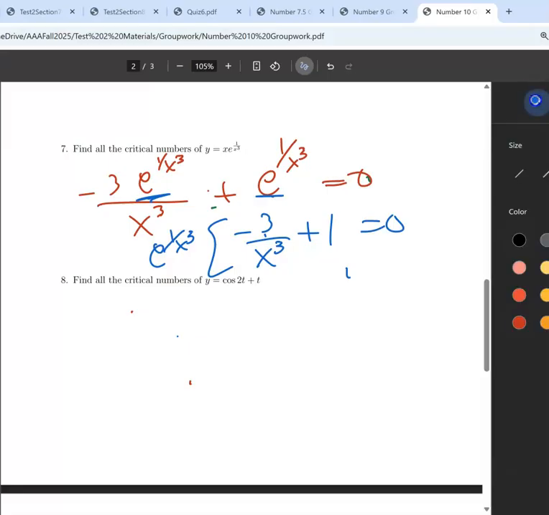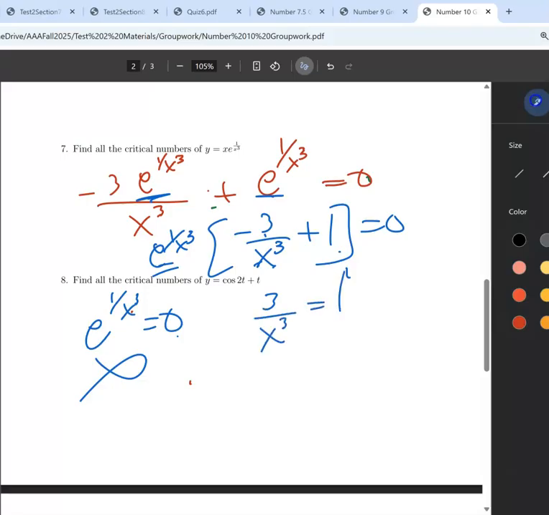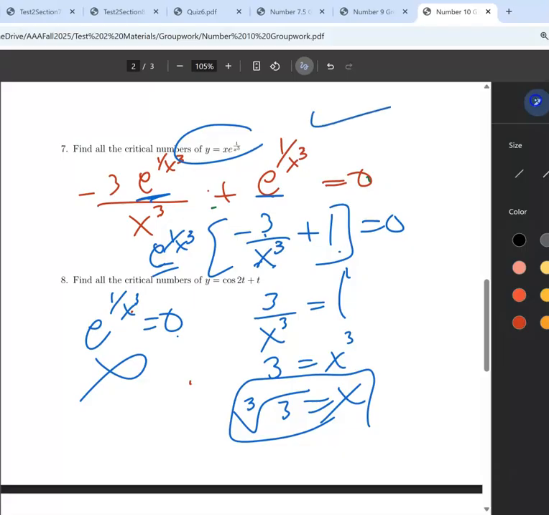So then, e to stuff never equals 0, right? Never going to happen. Here, if I set this equal to 0, I'm going to skip a step and put this over here. So I get 3 equals x cubed. So the cube root of 3 is x. Is that allowed to be used in the original function? Sure is.